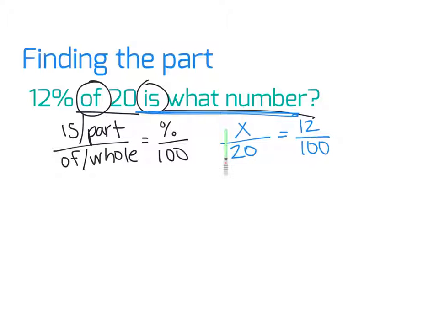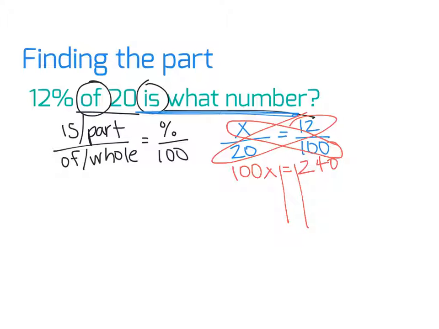The tricky part about this is just making sure you know which number represents your part and which number represents your whole. From here, you're going to do cross products or the butterfly method, and just in case you forgot, that's where you're going to do x times 100 equals 100x. This is going to have to be equal to 12 times 20. The reason why it has to equal each other is because that's what it means to be proportional. And 12 times 20 is going to be 240.